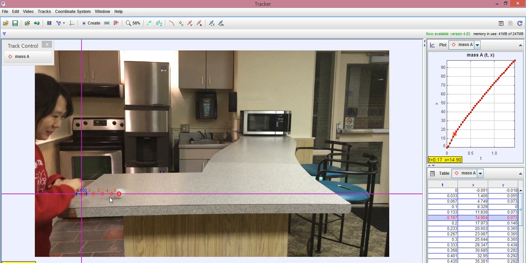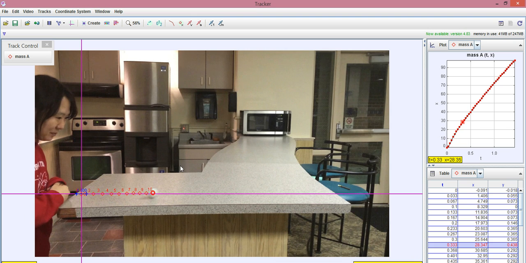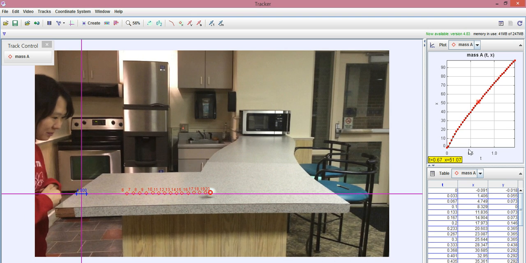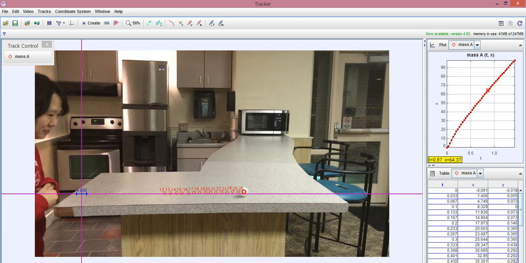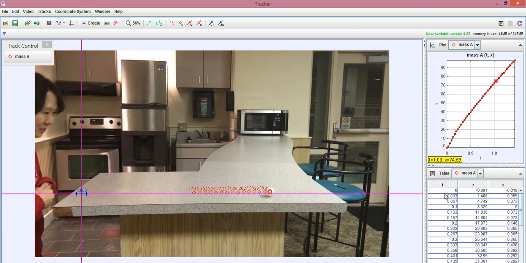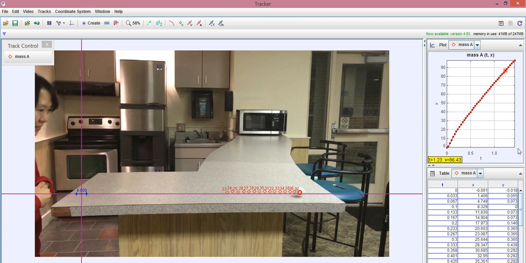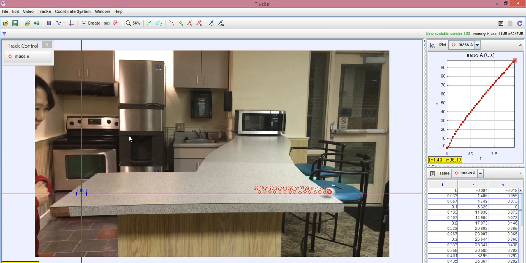As you can see, the red dots are the center of mass of the ball, which records the position of the ball in the tracker. There's time and the x. We won't use the y because it is irrelevant; the ball is moving along the x-axis. So with these two data, I put them in the spreadsheet.